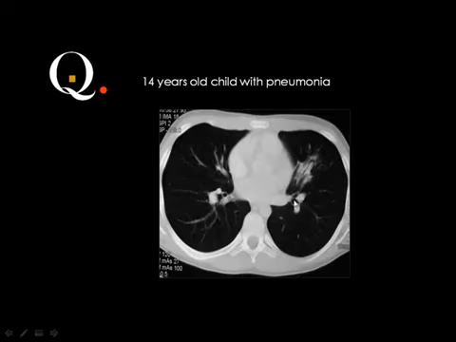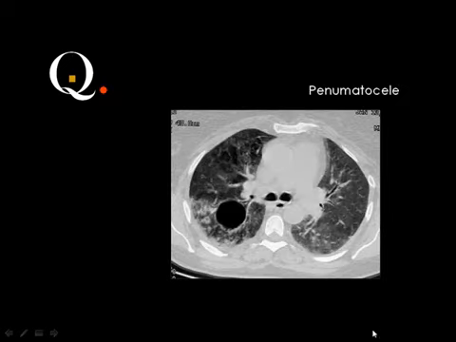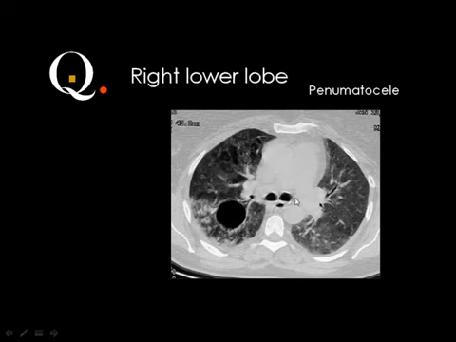What do you think of this mycetoma? Lingula. Very good. This is the lingula because this is the cardiac shadow and the anterior third is for the lingula on the left side. What do you think of this nematocele? Right lower lobe. Very good. The trachea divides. This is the upper and this is the lower.